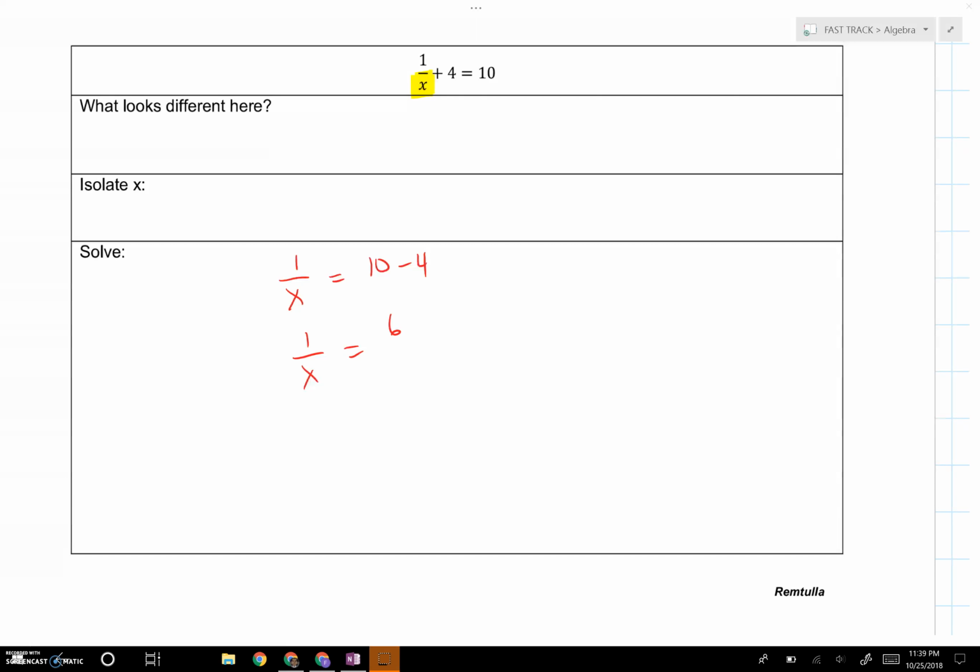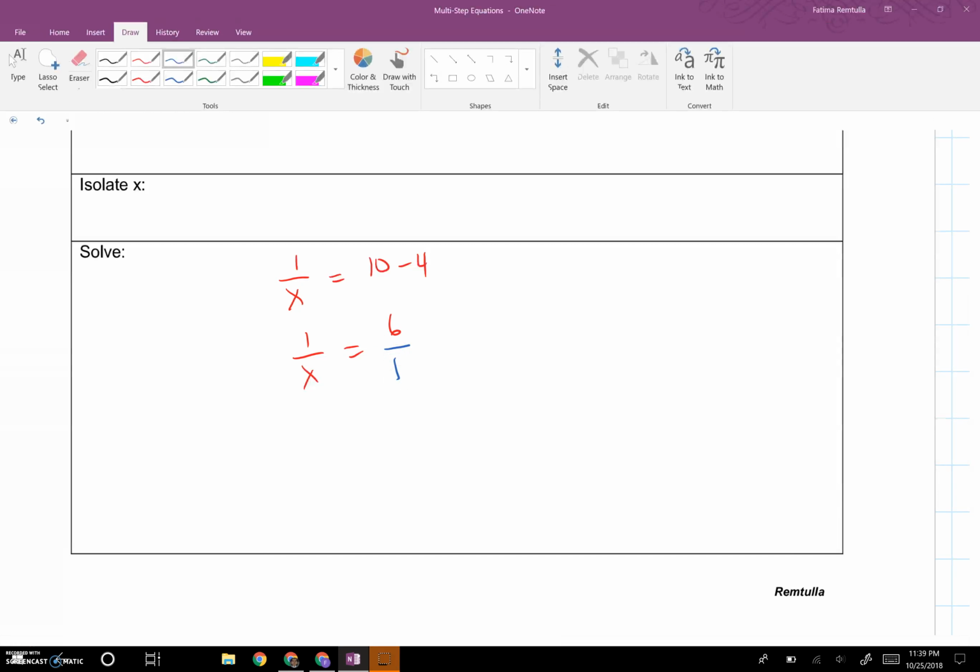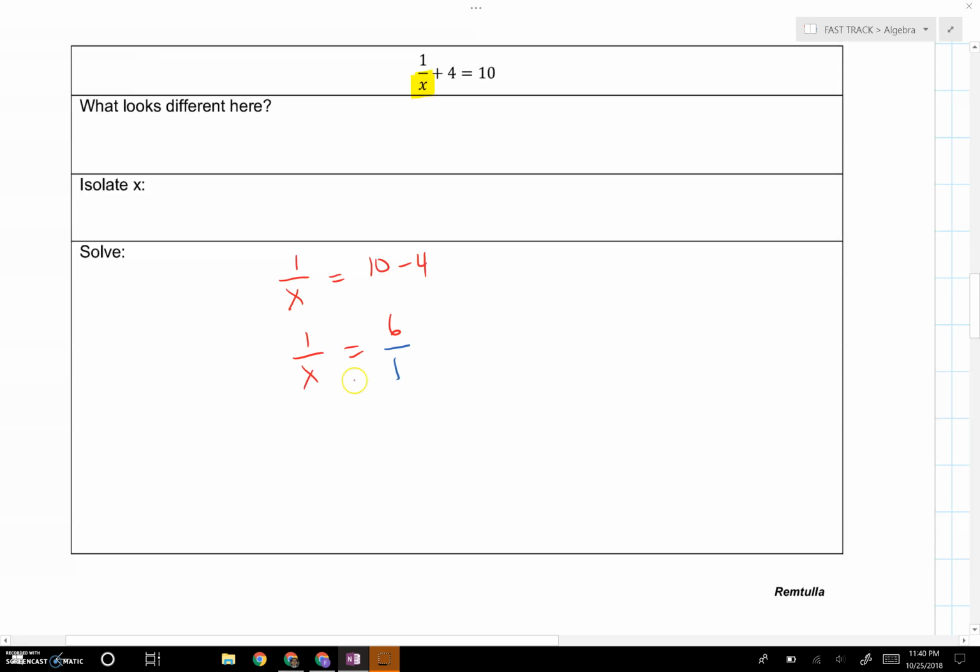One way to think about it is I could write it as a fraction like this, 6 over 1. And then when I do that, I have a fraction equal to a fraction. So whenever I have a fraction equal to a fraction, I can perform this operation called cross multiplying. So 1 times 1 is 1, and 6 times x is 6x. And then I divide by 6 from both sides, so x is equal to 1 over 6.